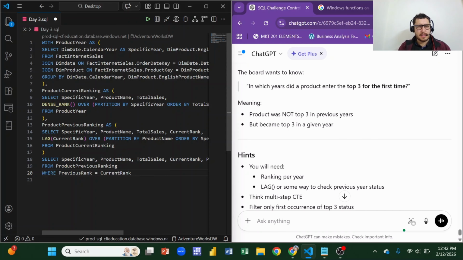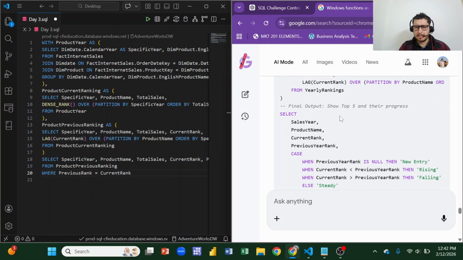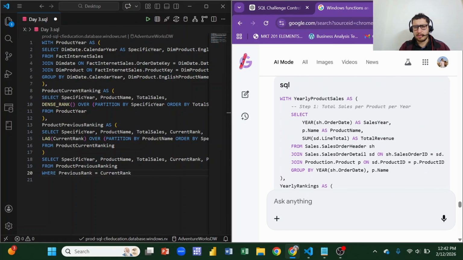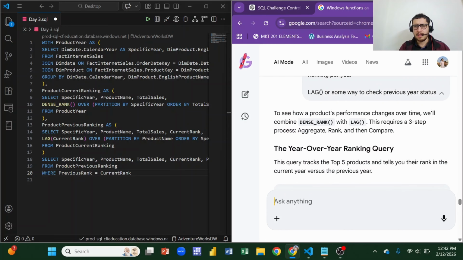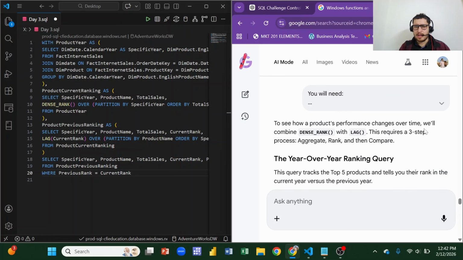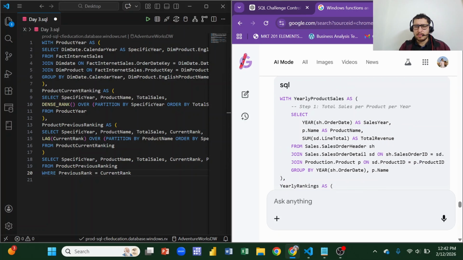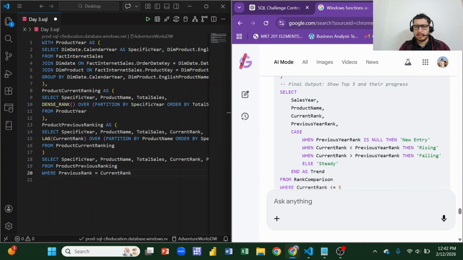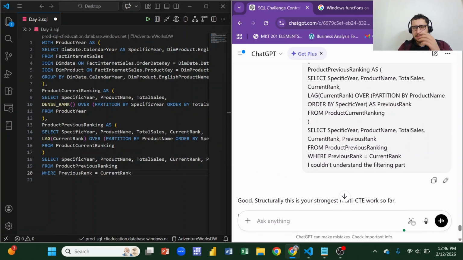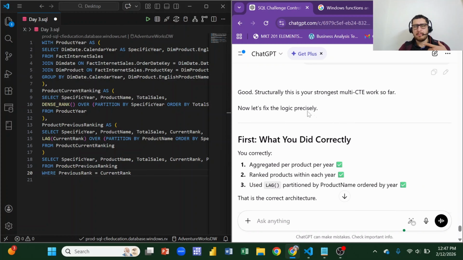Now I have been able to create this current context, and I've used Gemini's help. I took the Gemini help by not pasting the question as it is, but rather asking how I can use ranking and lag. It helped me with that because it was a difficult question. Then I pasted the query I have written in ChatGPT. ChatGPT said, "Good structure. This is the strongest multi-CTE work so far. Now let's fix the logic precisely."